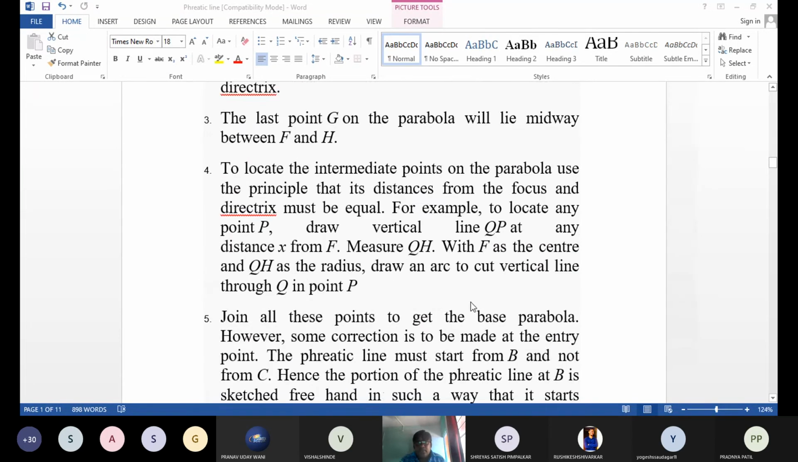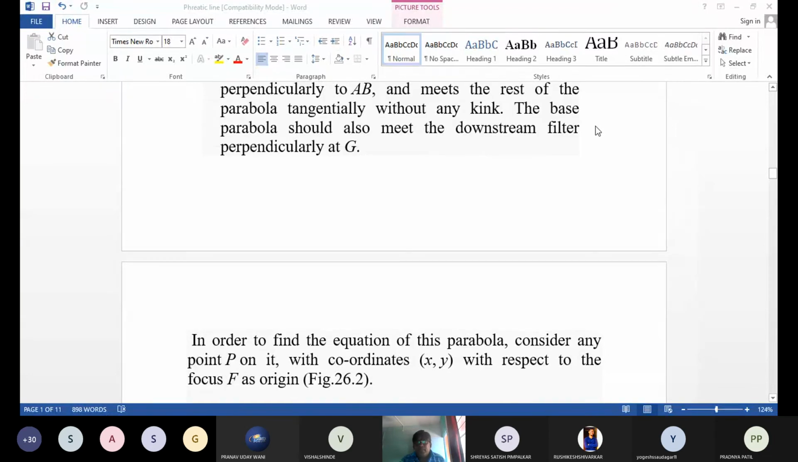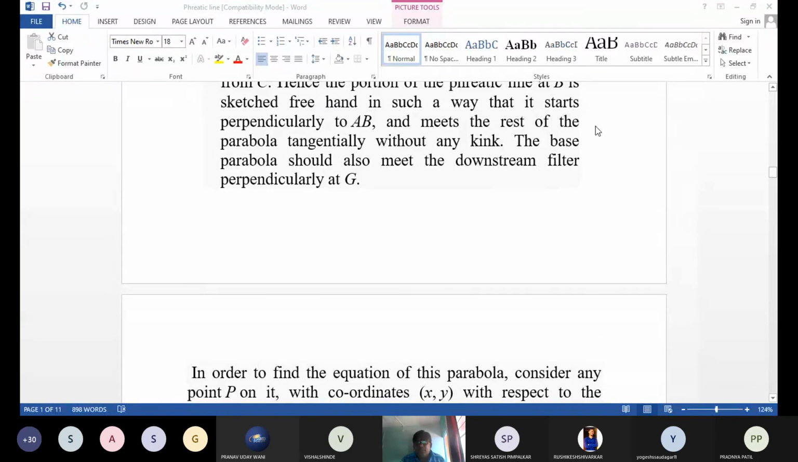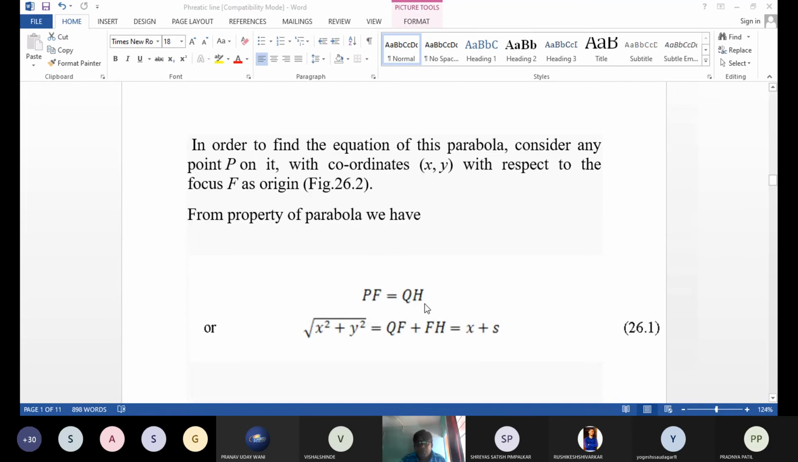And you carried out the same exercise in your practical. So AB should meet the rest of the parabola tangentially without any kink, and the base parabola should also meet the downstream filter perpendicular at G. So in order to find out the equation for the point P having the coordinates x and y, PF is equal to QH.